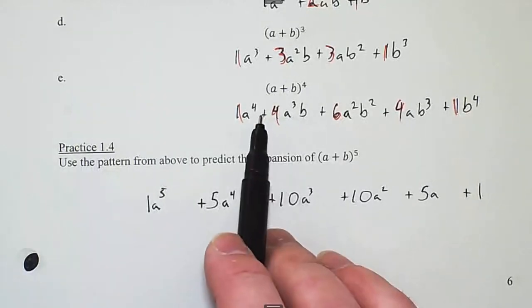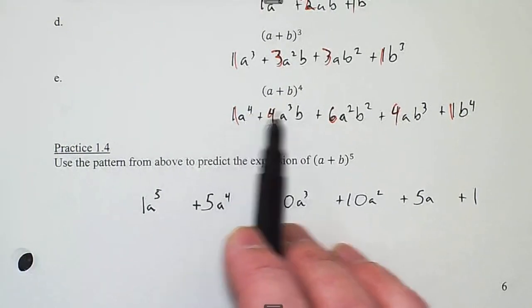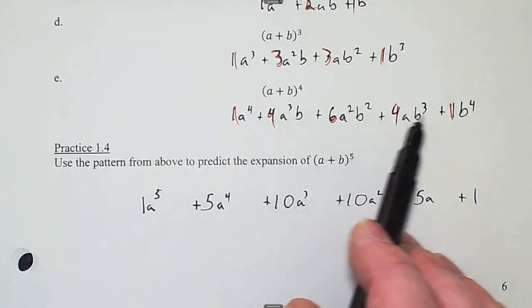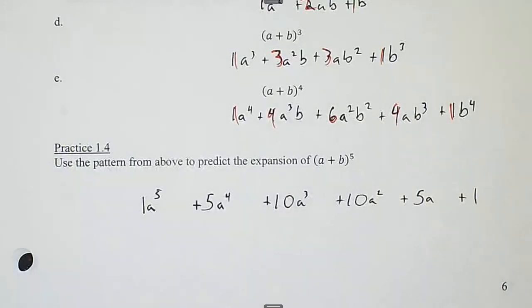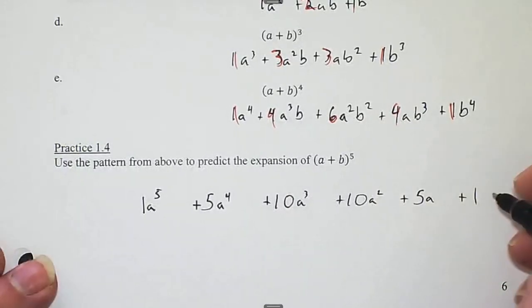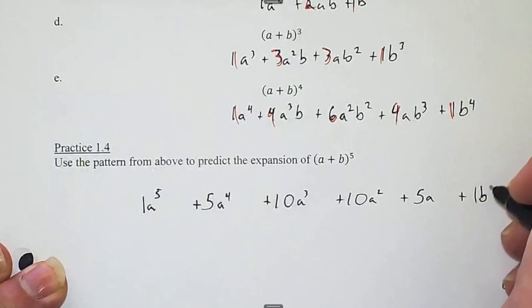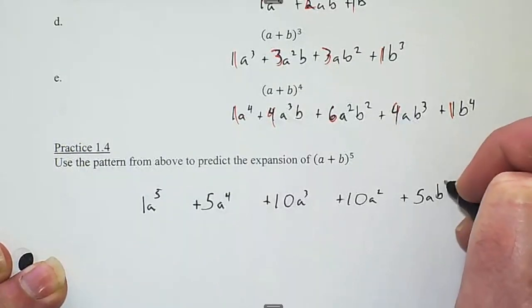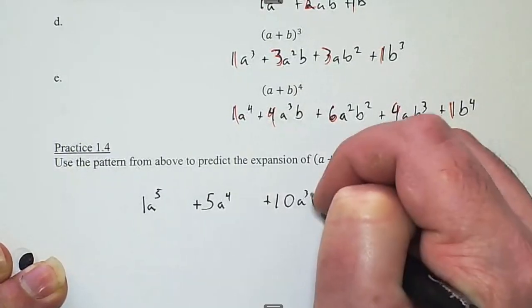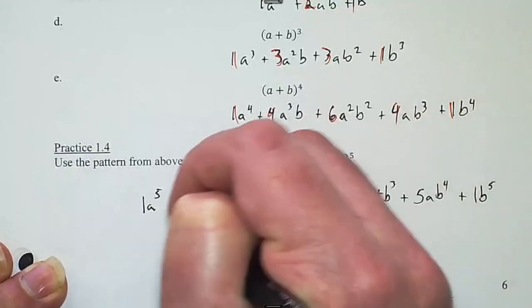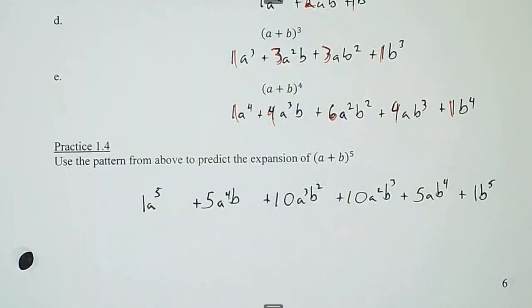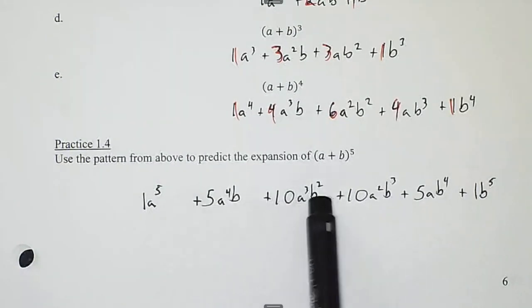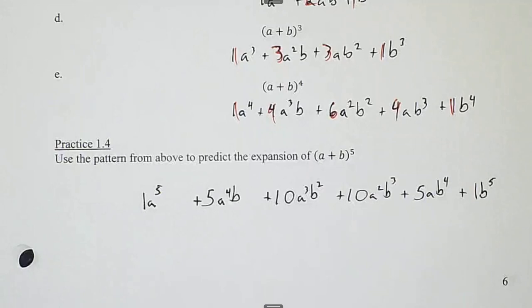Do you see that in the pattern for a plus b to the fourth? It was a to the 4, 3, 2, 1, 0. And I'm just going to do the exact same thing with the b's, but starting on the other end. So b to the fifth, b to the fourth, b to the third, b to the second, b to the first, b to the 0. So you can just start on the left and then start on the right, or you can realize that one goes down as the other comes up. And it doesn't matter which one because it's symmetric.